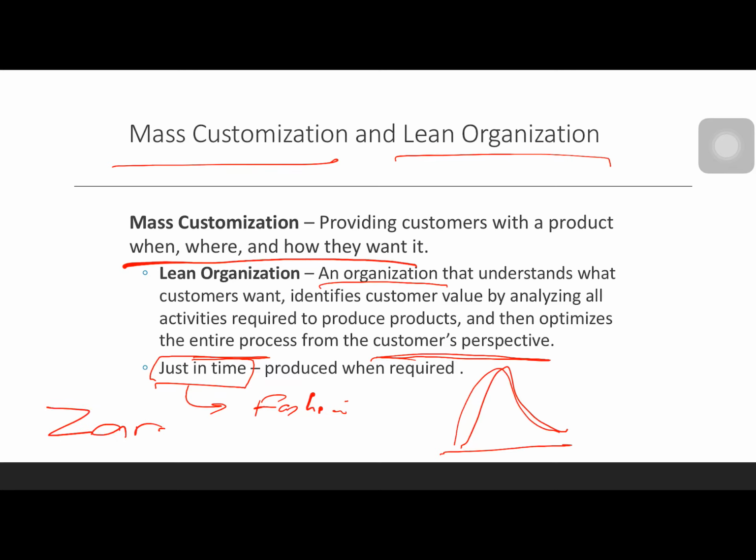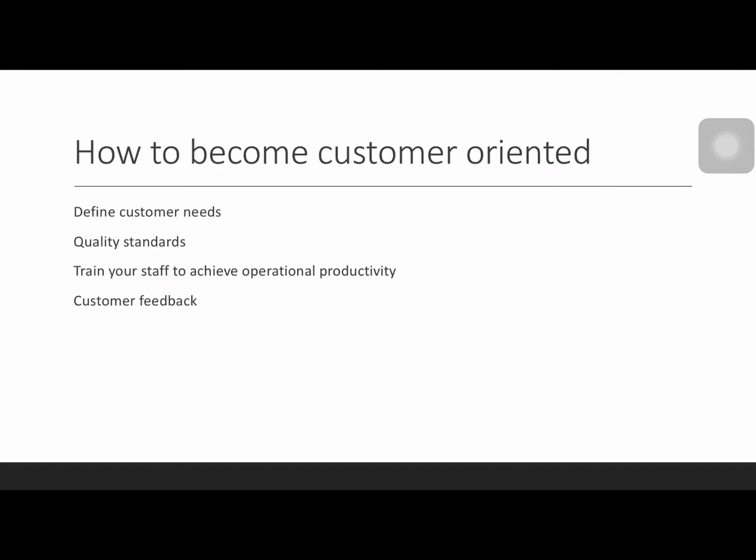That's what makes Zara better than Marks and Spencer. Zara makes profit because their operational management is more efficient and they try to have a product which customer requires in just in time. But on the other hand, Marks and Spencer produces the product 6 months before and they try to get the product to the customer. By the time it comes, the fashion has faded. So you need to understand how operational management is important to create customer satisfaction.